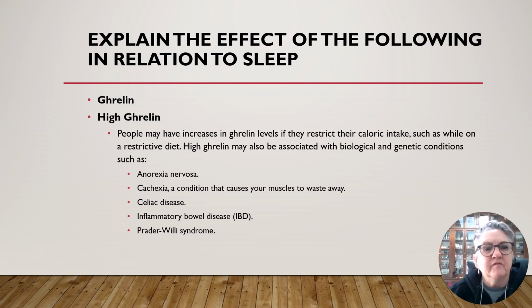With high ghrelin levels, people have an increase in their levels if they restrict their caloric intake, such as while on a restricted diet. High ghrelin may also be associated with biological and genetic conditions such as anorexia nervosa, cachexia, a condition that causes your muscles to go away, celiac disease, inflammatory bowel disease, or Prader-Willi syndrome.